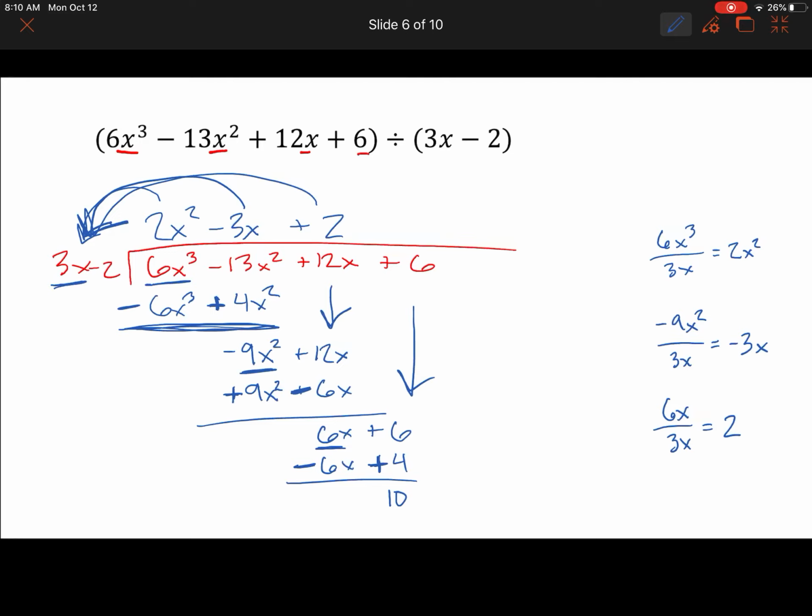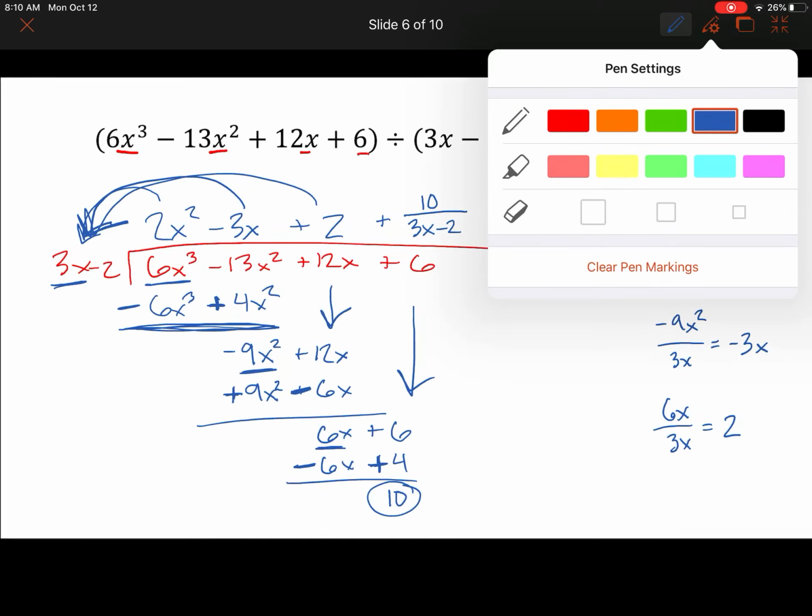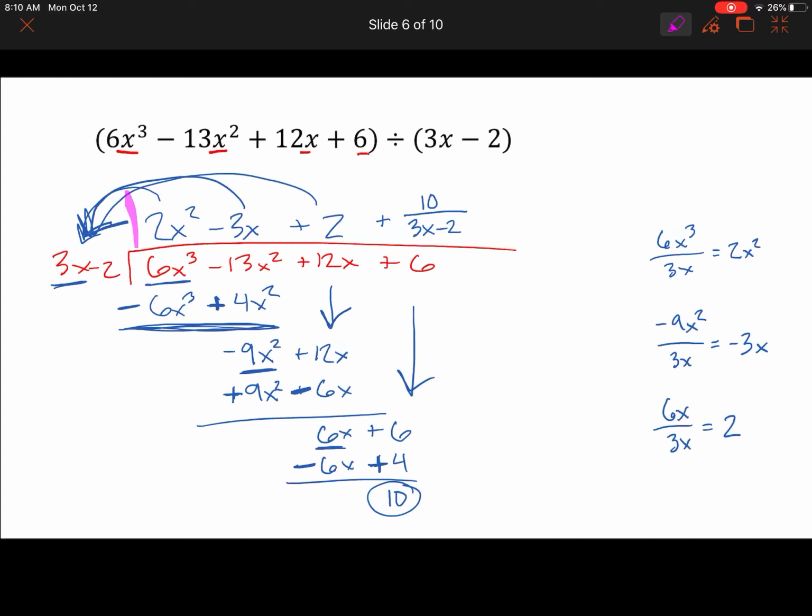So this time I do have a remainder. I don't have anything to bring down or divide by the next time. So this is our remainder. We do exactly the same thing as we did before with our remainder. So we just tack it on to our final answer. So write it as a fraction. This is a positive 10, so I'm going to put a plus. 10 didn't divide out evenly, so I need to say that 10 still needs to be divided by 3x minus 2 because that is our divisor. And so this is our final answer right here.